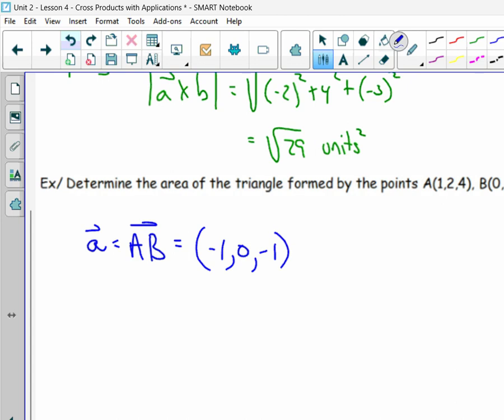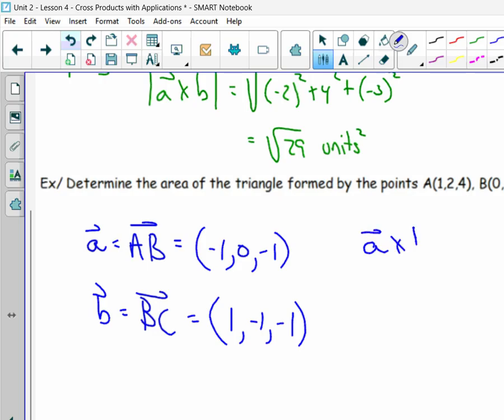I need a second vector, and you have a choice here. You can do AB, AC, BC. It doesn't really make a difference which. I'm going to use, I don't know, BC. Okay, so I'm just picking any 2 you want out of this triangle. It does not make a difference which. So B is BC, so C minus B is 1, and negative 1, and negative 1. And now I'm going to cross A and B.